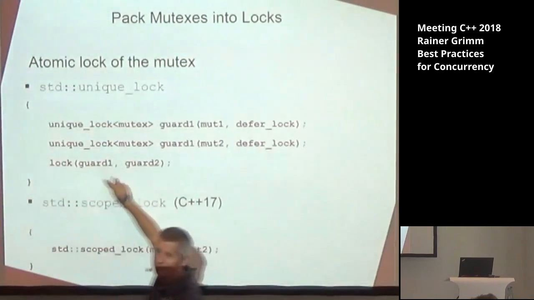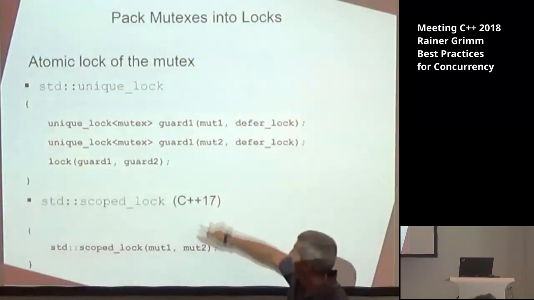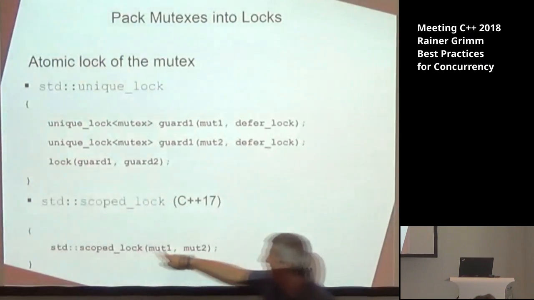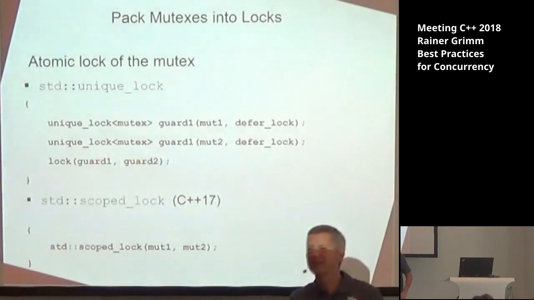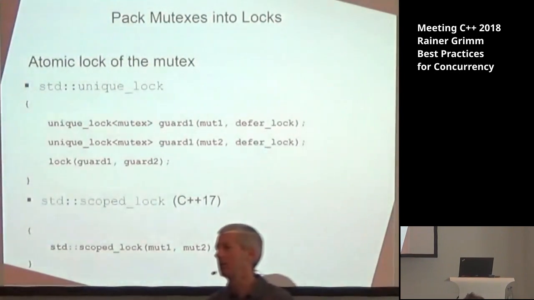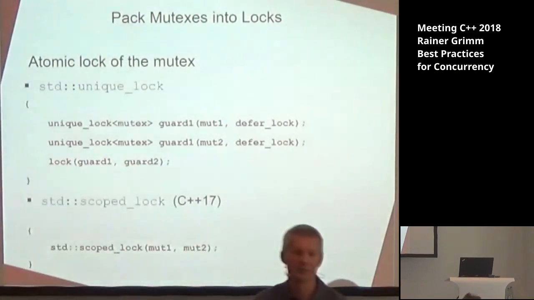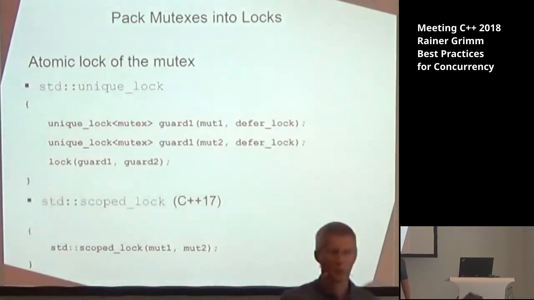Here's the critical region. And that is, for me, nicer. That's the way you can do it directly in C++17. Just use a scoped lock with mutexes. And that's a while loop in which a series of try locks are applied until they succeed. Okay.